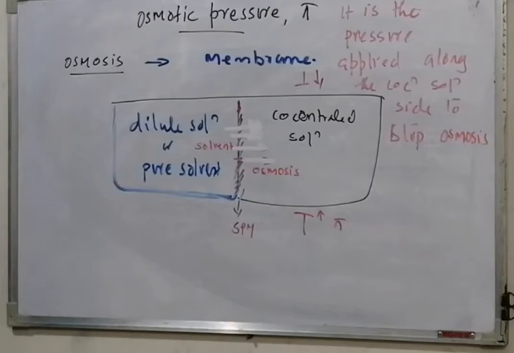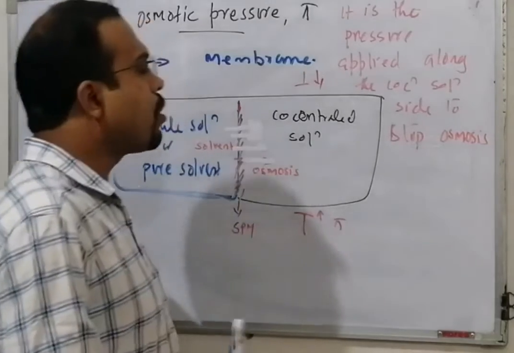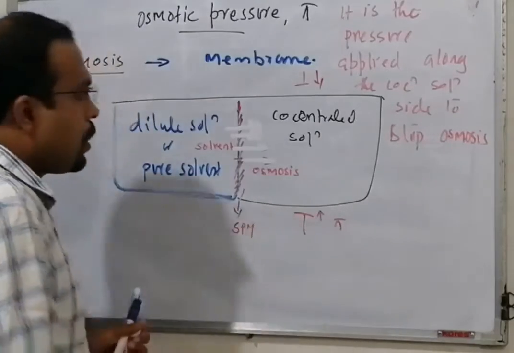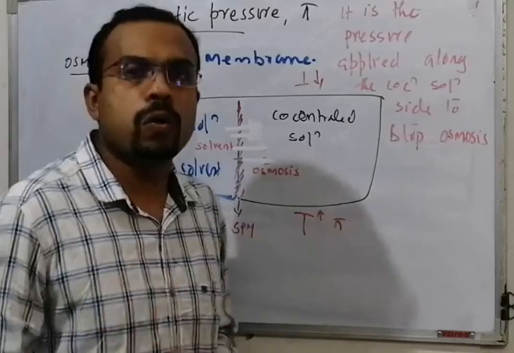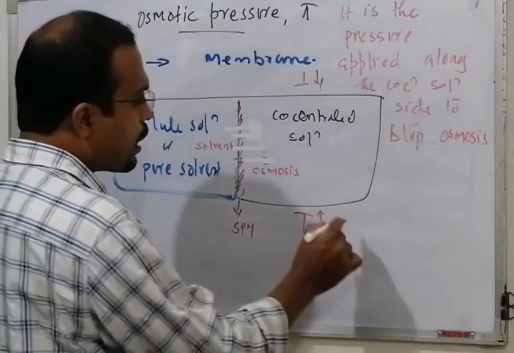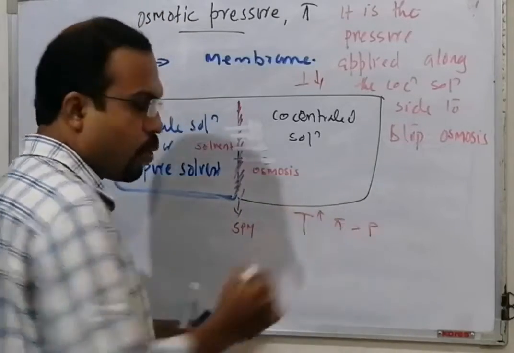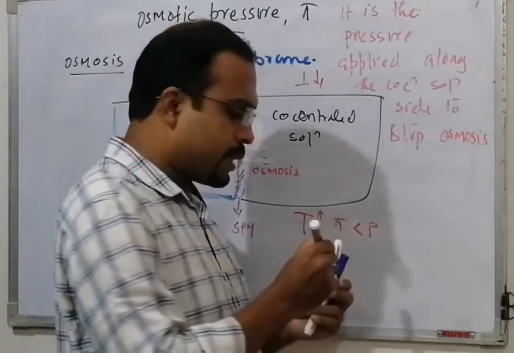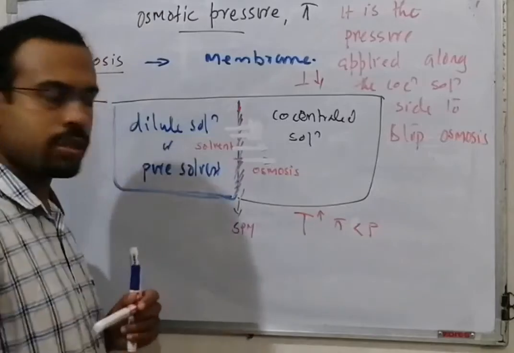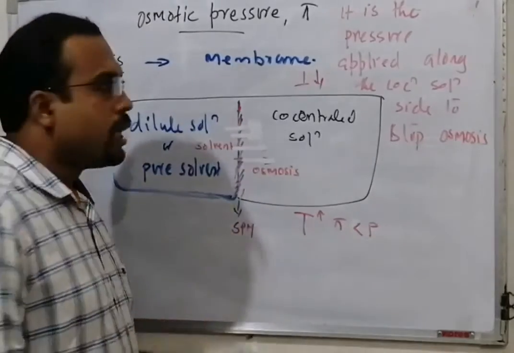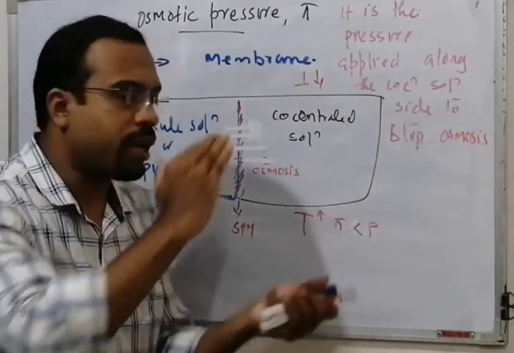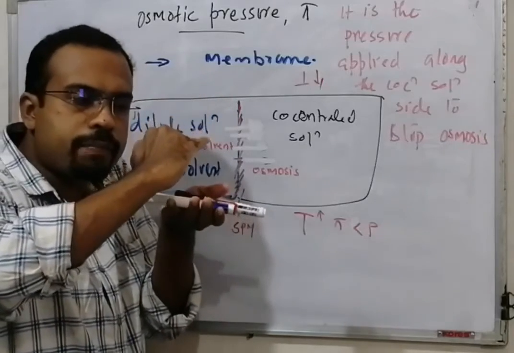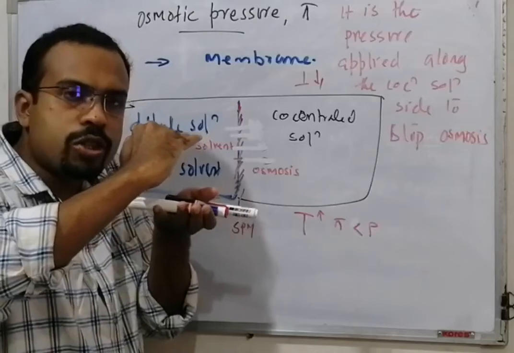Okay, it is the pressure applied on the concentrated solution side to stop osmosis. Now I apply a pressure greater than osmotic pressure. What is osmotic pressure? Pressure required to stop the osmosis. No flow now. Now I further compress. I keep on compressing, osmosis decreases. At a particular pressure, osmosis stops.